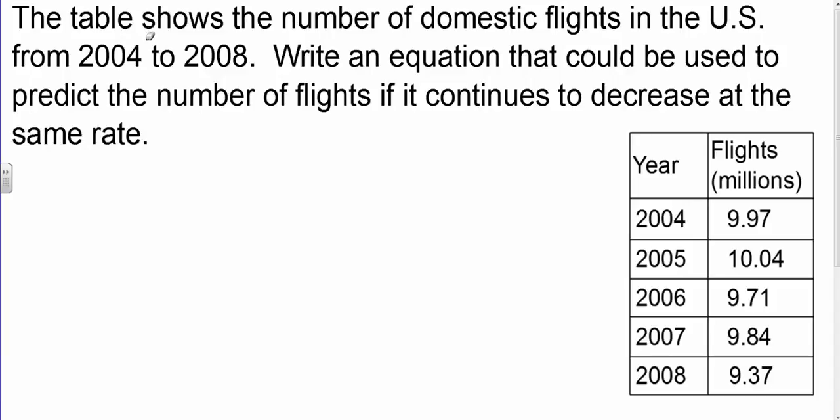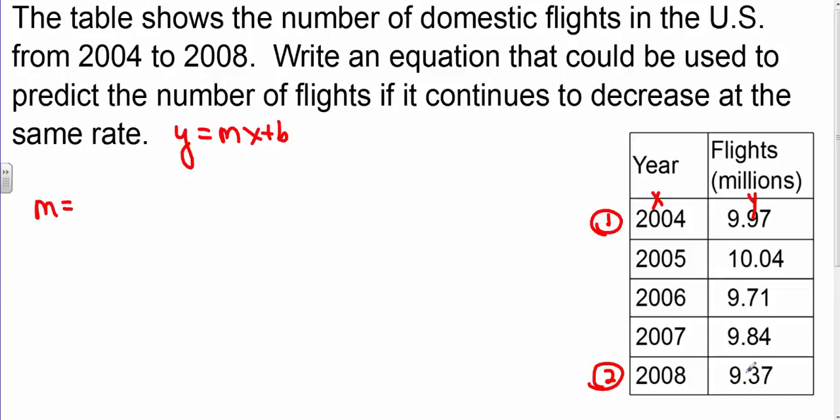All it means when it says write an equation that could be used to predict the number of flights is write the slope-intercept form of the equation of a line. So you've got to fill in y equals mx plus b. So you need the slope and you need the y-intercept. So let's try the slope first. Slope is equal to, here's our x, here's our y, here's point number 1, here's point number 2. We can choose those 2 points.